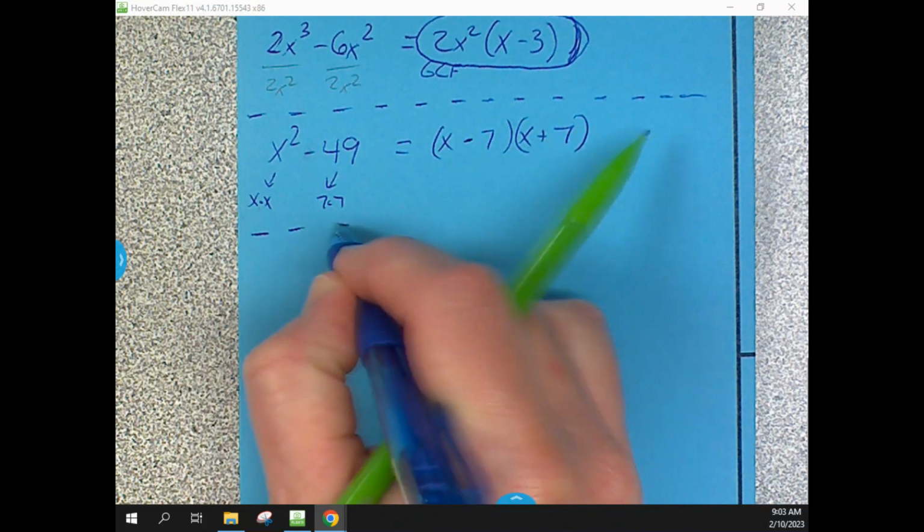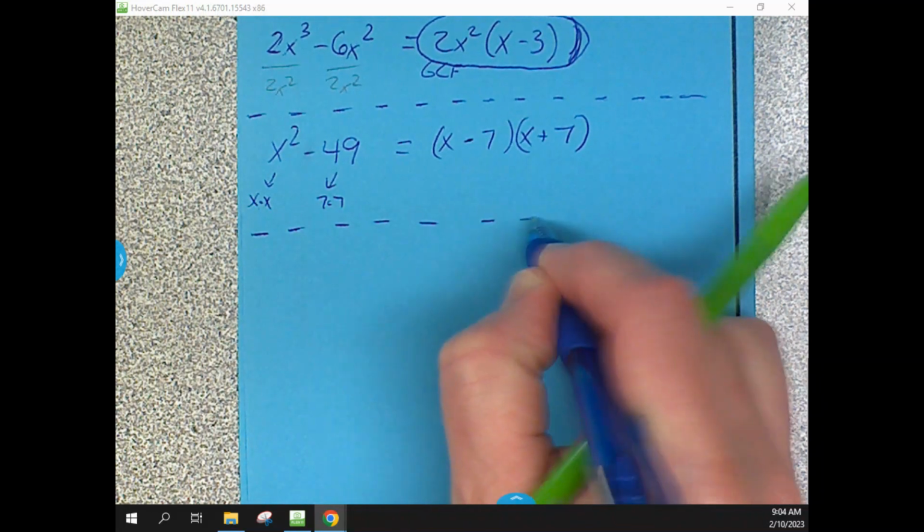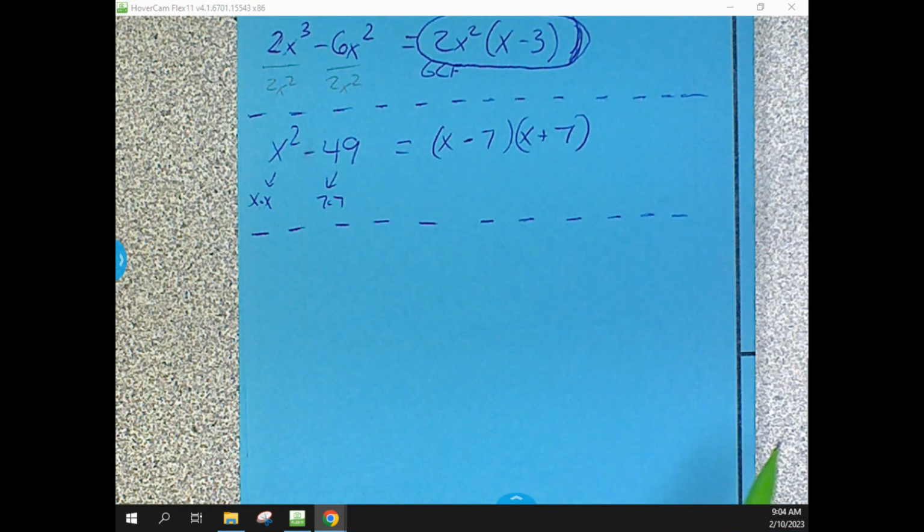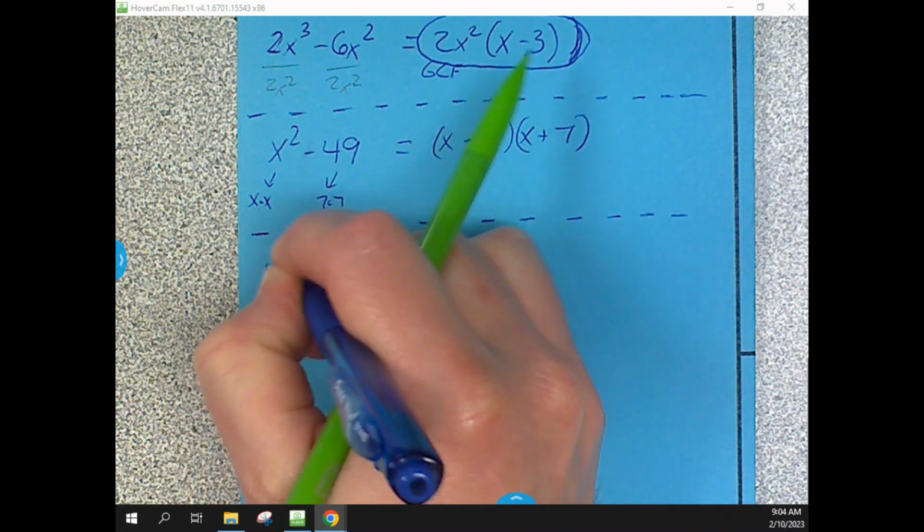Most people go, it's that easy? Yeah, for the most part it is. Now they always throw a little twist, a little curve at you here and there. So if you had y squared minus 100.